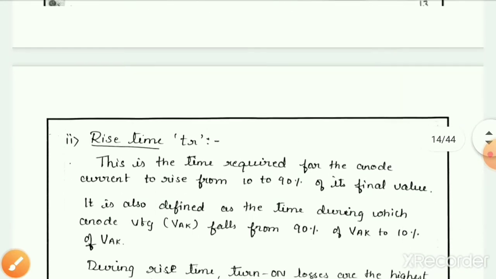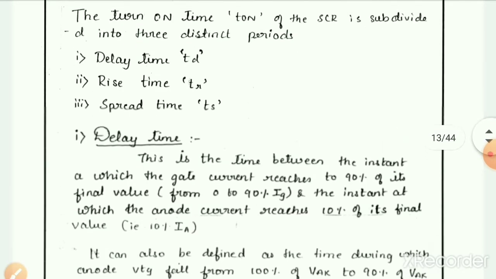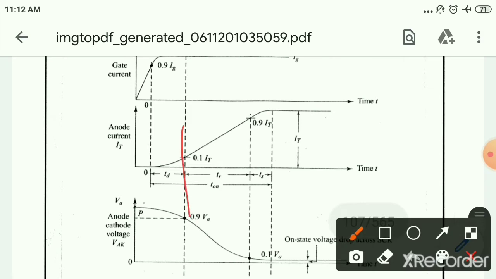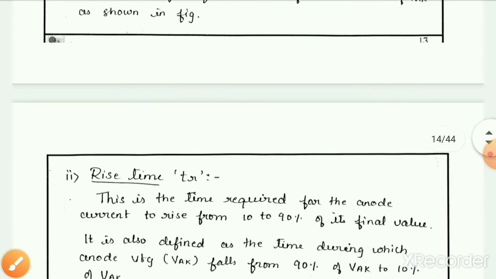Next is the rise time. Rise time is the time required for the anode current to rise from 10% to 90% of its final value. Here TR is the rise time. So the time required to rise from 10% of anode current to 90% of anode current is called the rise time of the SCR, or silicon controlled rectifier.